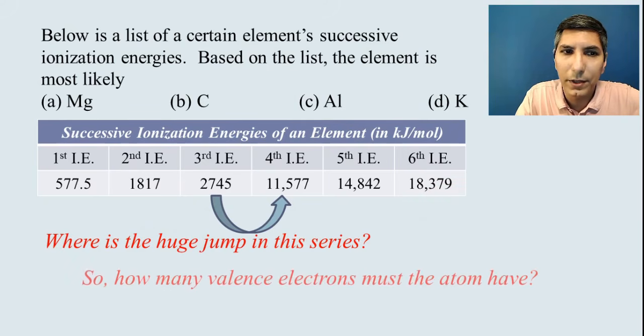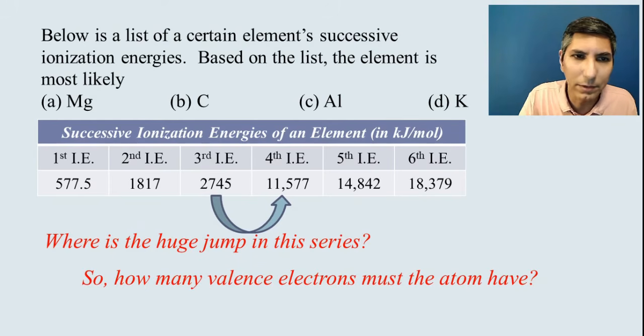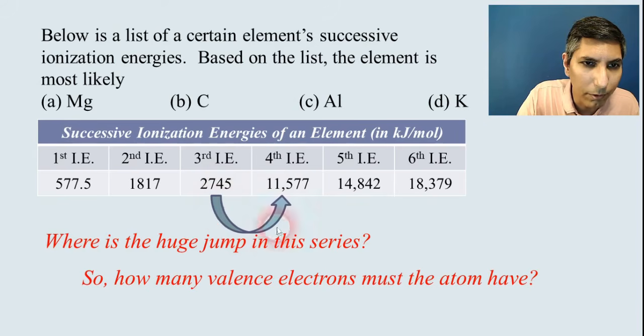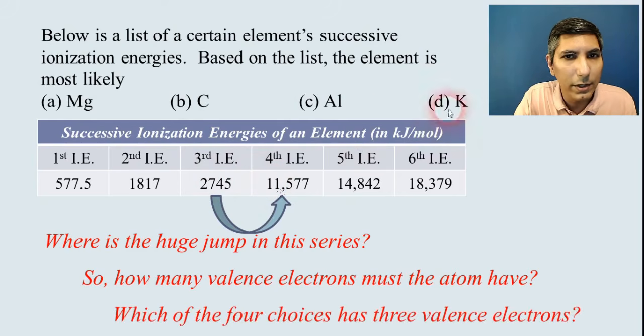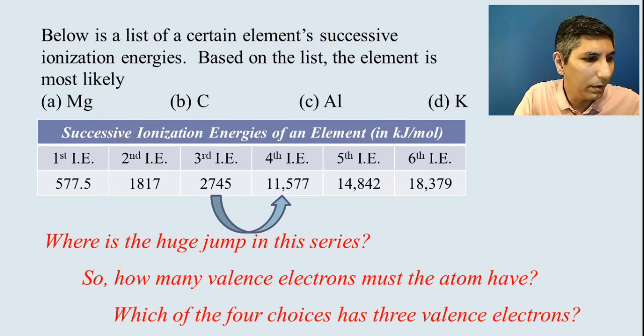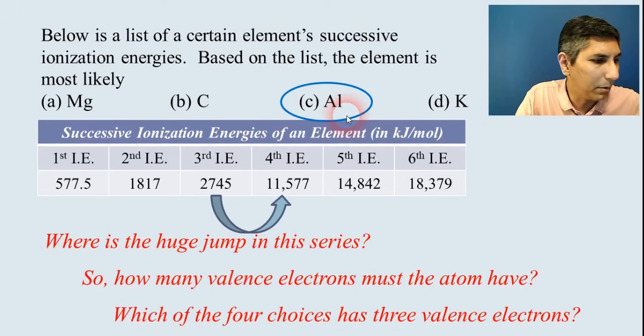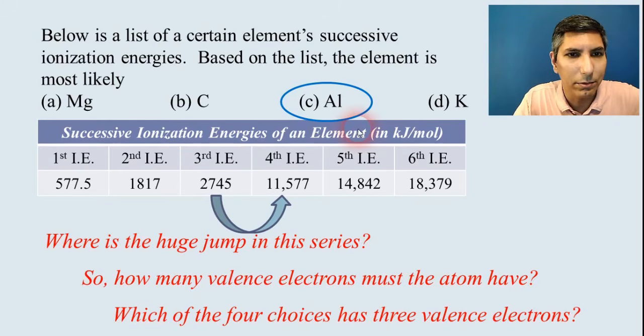So that tells us that this has how many valence electrons? It's got to have 3 valence electrons, because from the third to the fourth, that means the fourth is your core. So 3 valence electrons. So we're looking for one of these 4 choices that has 3 valence electrons. Which one is it? Well, hope you realize that it is aluminum. You can look at your periodic table and see that aluminum is the one that has 3 valence electrons.